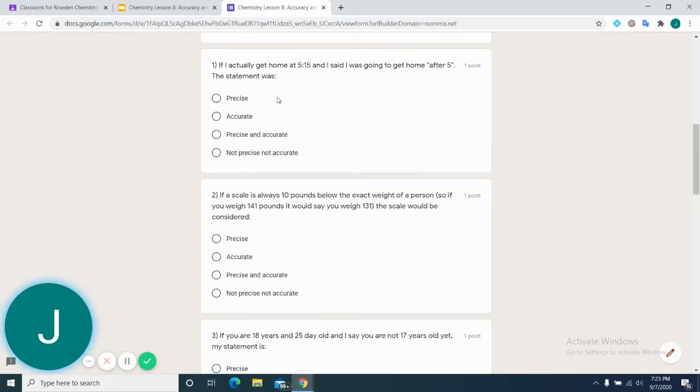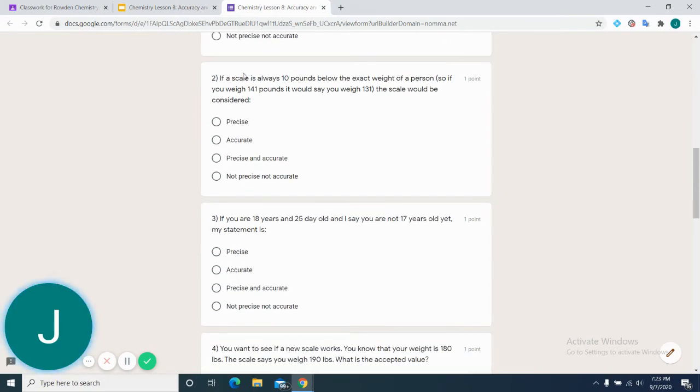So if I actually go home at 5:15, I said I was going to get home after 5. Are you wrong? No, you're right. So it was an accurate statement. I'm going to get home after 5. Show up at 5:15, I was accurate. However, was I very specific in when I said I would get home? No, I left myself a lot of room. I just said after 5. So I'm accurate, okay? Just accurate. Is it precise? No, it's not precise because it wasn't something specific you said when you'd get home.